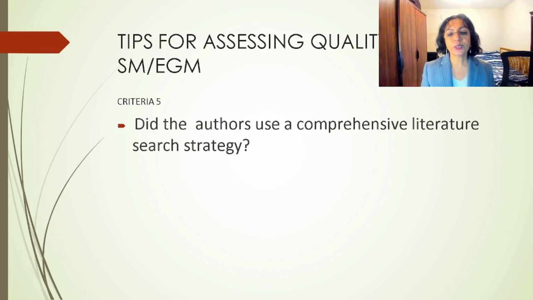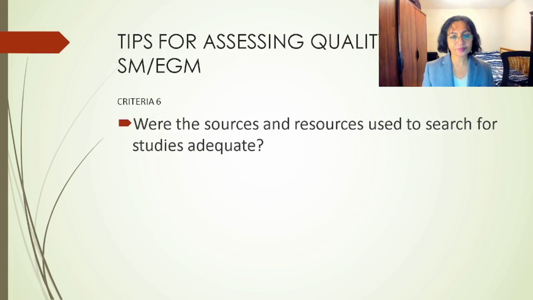Did the authors use a comprehensive literature search strategy? This is another important aspect. It is very important to have a comprehensive search strategy, which includes controlled vocabulary of different databases, plus keywords or free text terms, and also the key concepts of the research question and the framework. The different terms should be used in the search strategy.